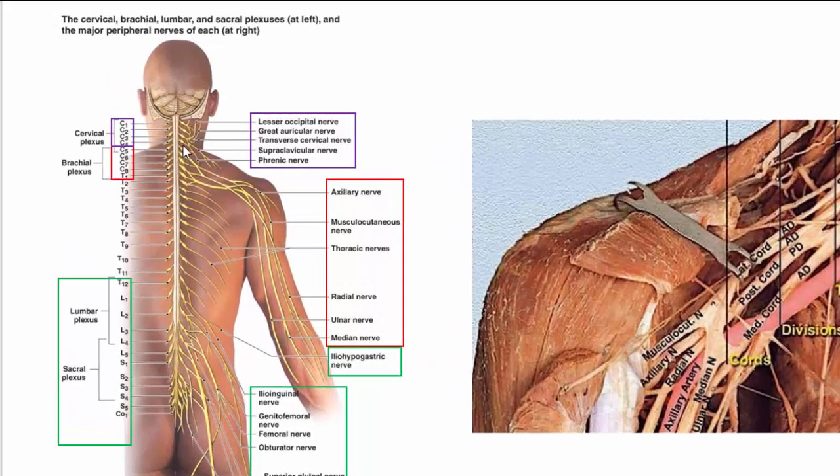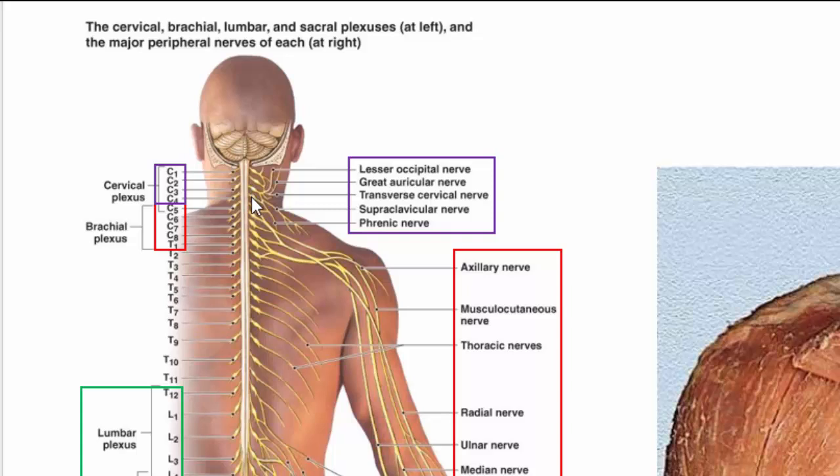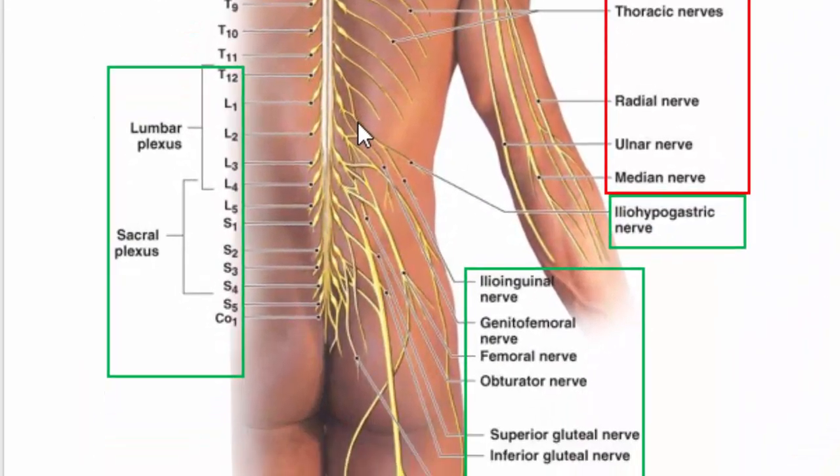So here we see roots, cervical spine, cervical nerve roots. Here we would see thoracic nerve roots. Here we would see lumbar nerve roots. And we can see that some of those roots, as they continue away from the spinal cord and become nerves, are going to blend with nerves from other levels, forming some of these plexuses.